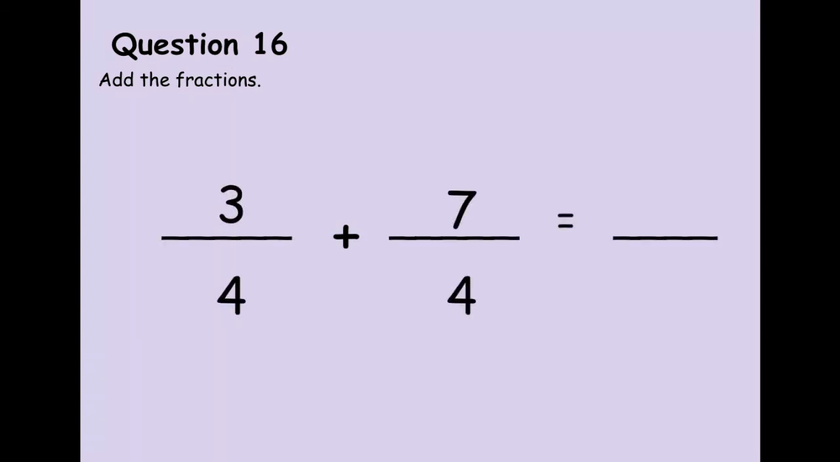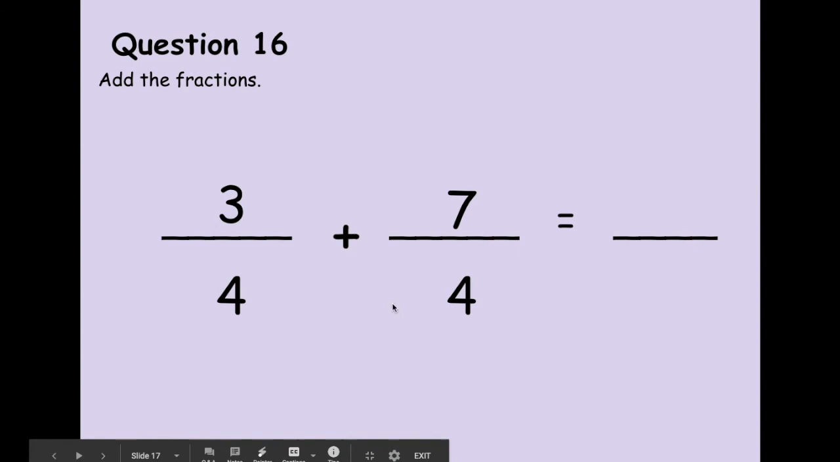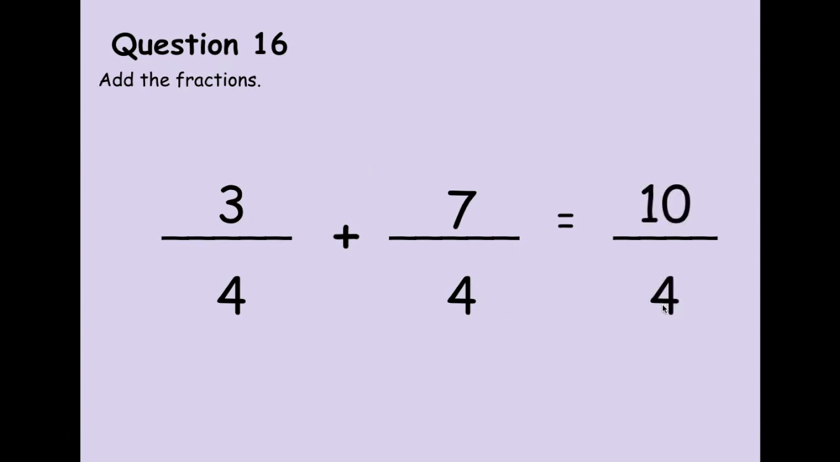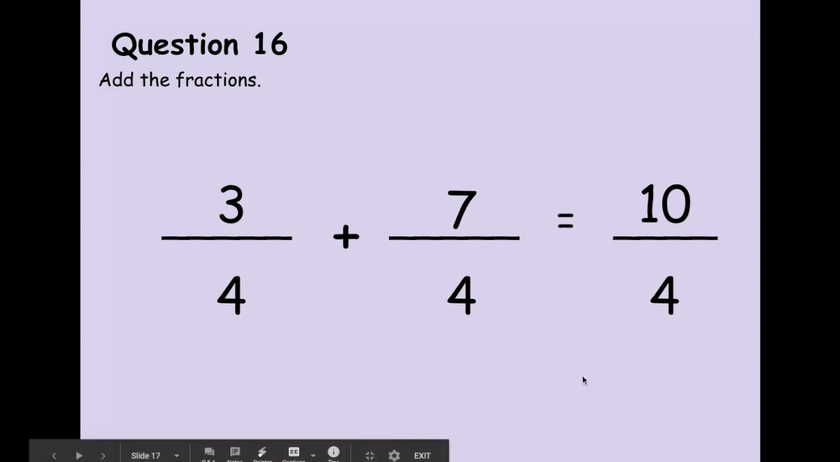All right, let's take a look at question 16, which is adding fractions. It gives you 3/4 and 7/4. So I need to add across the top because I have a common denominator. So I should get 3 plus 7 is 10 over 4. And if you reduce it, you could have 2 and 2/4.